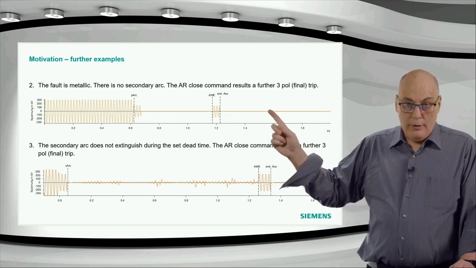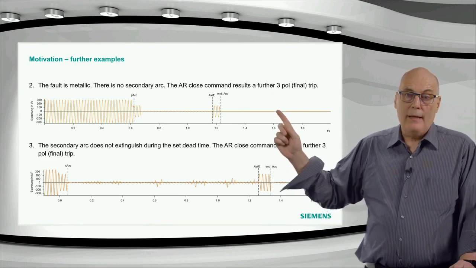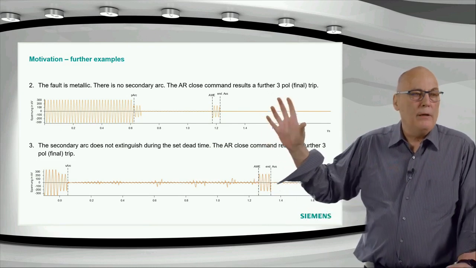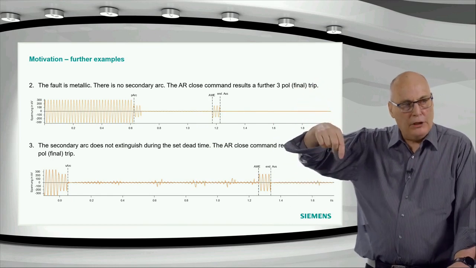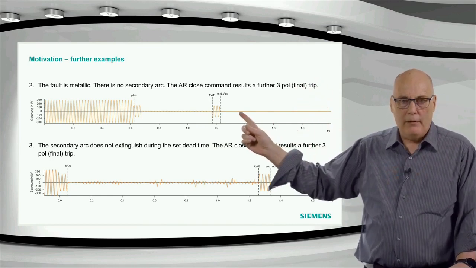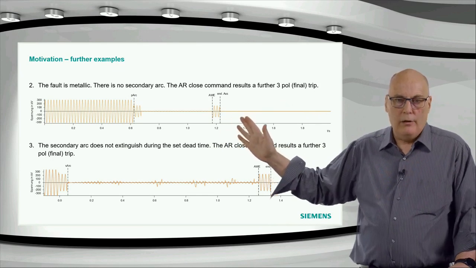The difference between this one and this one is that here it's a permanent fault, probably physical damage, a conductor touching the tower or something like that, a metallic fault. There, no reclosing makes any sense.